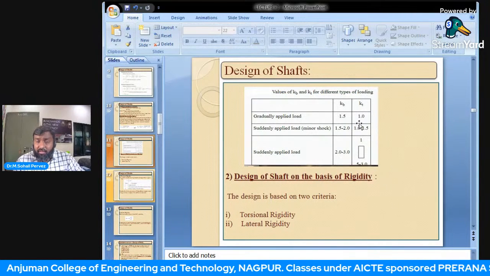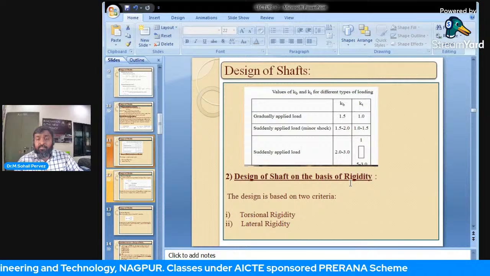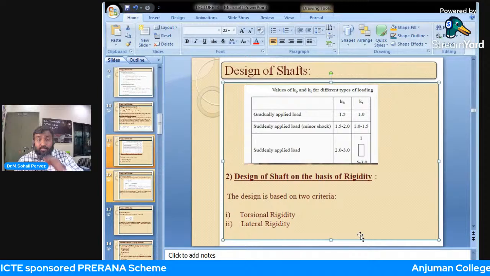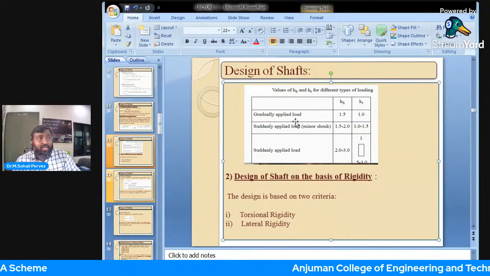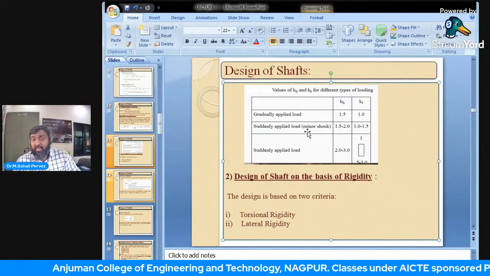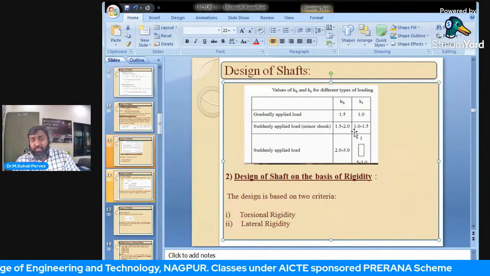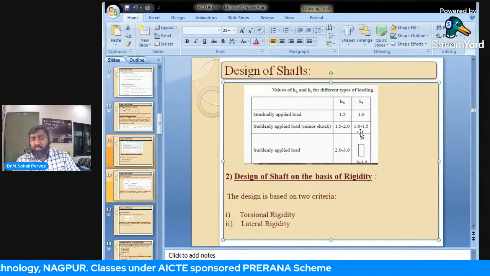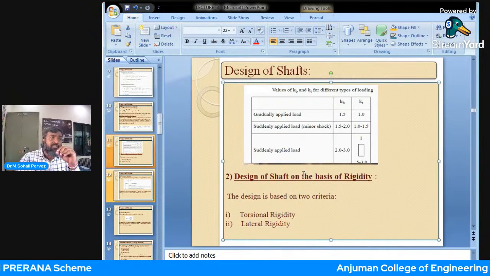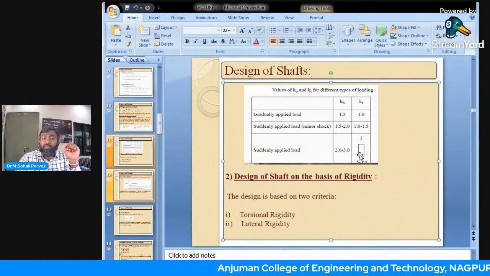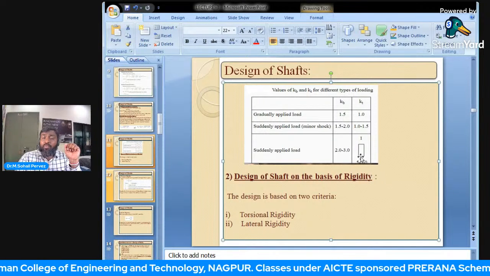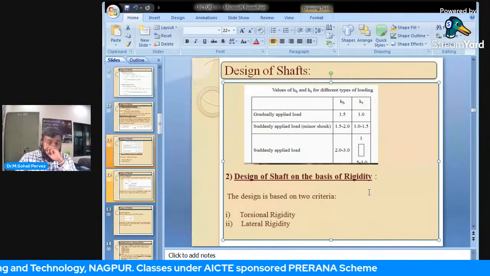Please concentrate on these figures and these numbers, so you will have an idea as to how things will change. In this case, for gradually applied load, the value of KB is 1.5 and KT is 1. For suddenly applied load with minor shock, 1.5 to 2 and 1.0 to 1.5. Now for suddenly applied load, obviously heavy, medium or heavy shock, KB will be 2 to 3 and KT will be from 2 to 3. Okay.